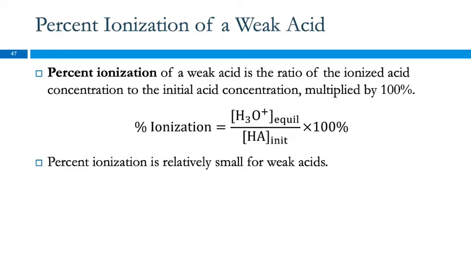So percent ionization. Percent ionization is the ratio of ionized acid to initial acid concentration multiplied by 100 to get a percentage. As with all percentages, it's a part divided by the whole thing. So the part here is how much ionized divided by what was originally present. The percent ionization is going to be relatively small for weak acids. It will be 100% for strong acids.